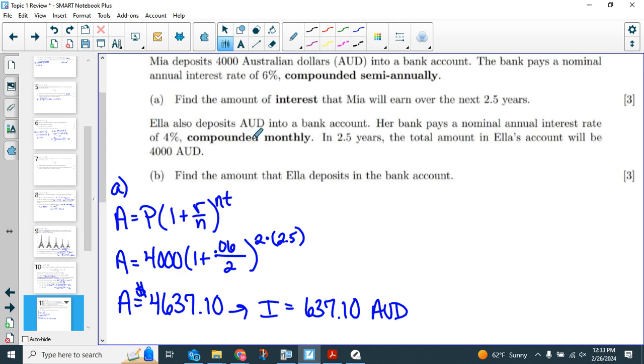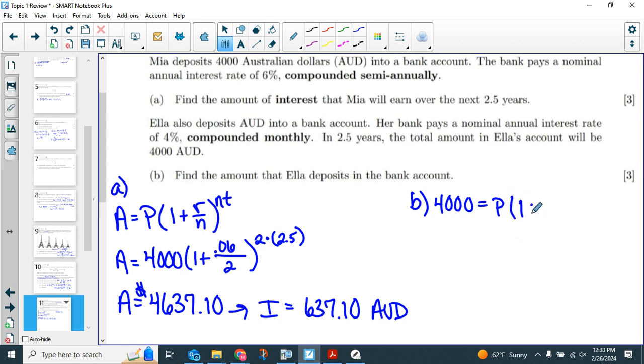All right, Ella also deposits Australian dollars into her bank account. Her bank pays a nominal annual interest rate of 4% compounded monthly. In 2.5 years, the total in Ella's account will be 4,000 Australian dollars. Find the amount that Ella deposited in the bank. Okay, so we know that the final amount now is going to be 4,000. All right, we're looking for the original principal.